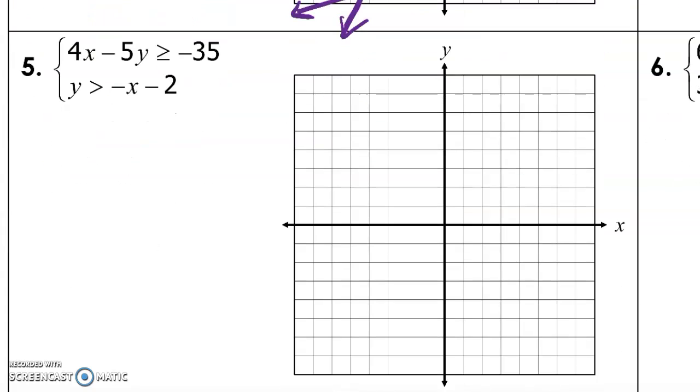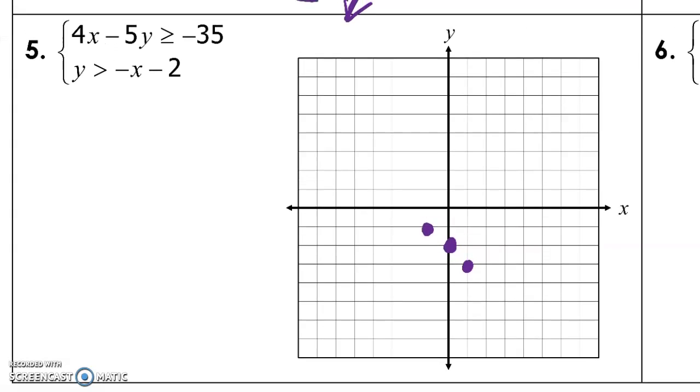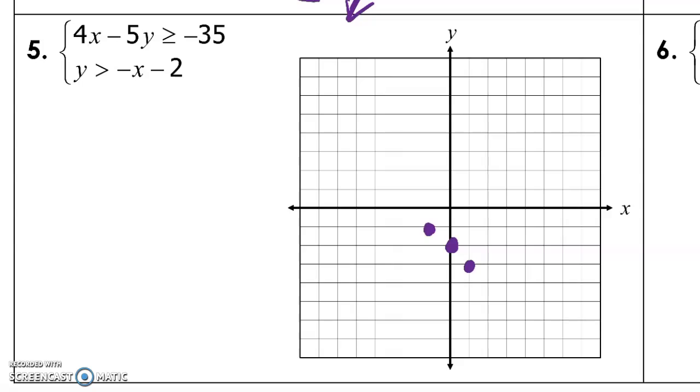Number 5. Again, I'm going to start with the bottom one because it's ready to go. So down 2 for my y-intercept, down 1, right 1, or up 1, left 1 for a slope of negative 1. Not sure why those grid lines aren't showing up on the video. Connect those with a dashed or dotted line because it's not an or equal to. Arrows on the ends. It's a greater than, so we would be up above that line.